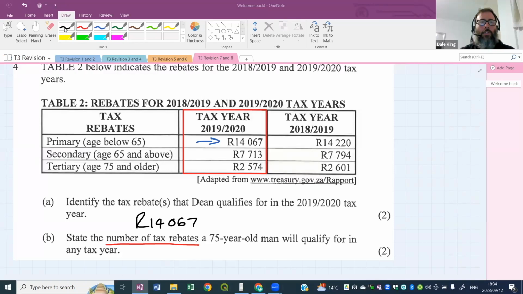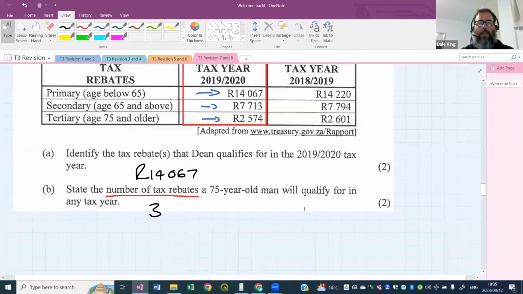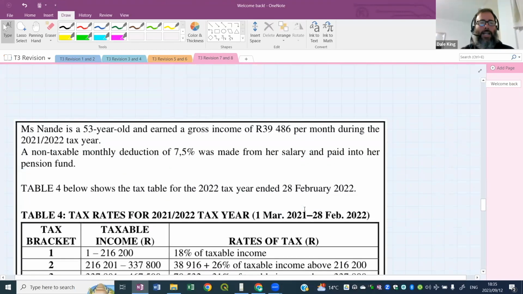Okay, so there are 3 rebates for someone that is 75 years old. It says you're age 75 and older. He is 75 on the dot, which includes the 3rd rebate. Yes, just checking on that. All right, so he gets 3 rebates. Nice and easy questions. Let's see what's next.